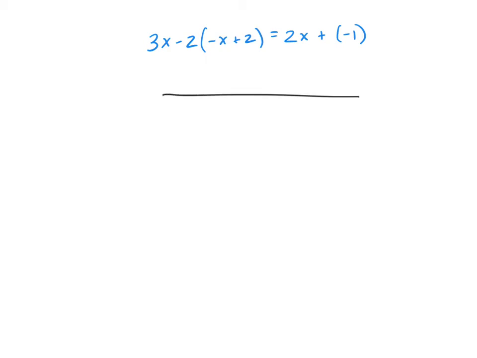I'm going to go ahead and draw my original setup. So I have 3 x's. And then I'm trying to take away 2 of what's in the parentheses. There's a couple of ways you could do this. You could go ahead and distribute first, or you could do what's in the parentheses and then do it twice.